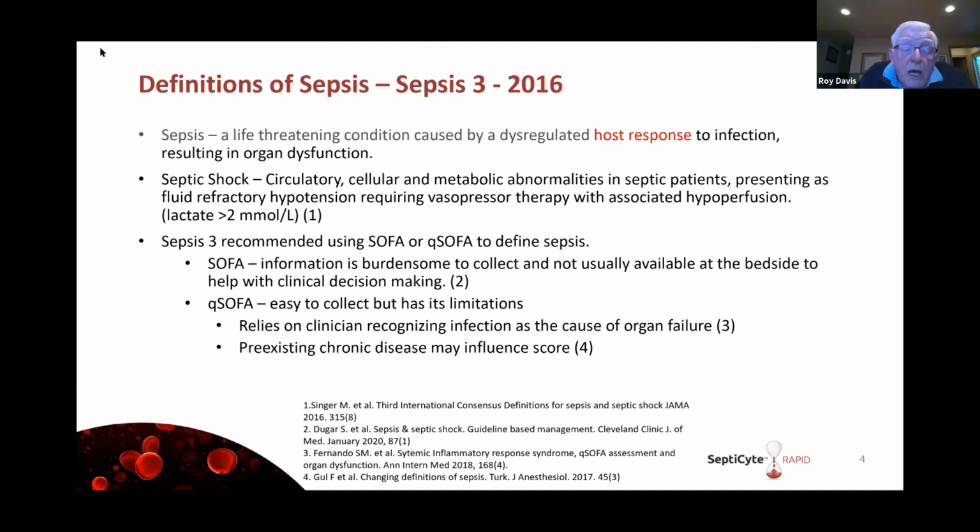The SOFA score is burdensome information to collect. It's not usually available at the bedside at the time, especially in the emergency room, to impact clinical decision-making. qSOFA is easy to collect, but has its limitations based on the fact that it relies upon the clinician to recognize infection as the cause of organ failure, and pre-existing chronic disease processes or comorbidities may impact that score.